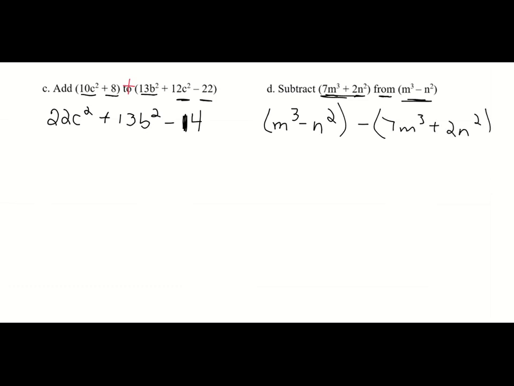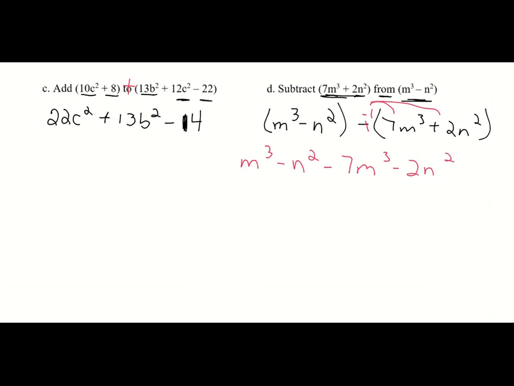And then again, here we have to do our distribution of that negative. So again, make it plus a negative 1 and then distribute that negative 1. So we're going to end up with m cubed minus n squared. And again, a negative times a positive. So negative 1 times positive 7m cubed will make it negative 7m cubed. And a negative 1 times a positive 2 will make it negative 2n squared.